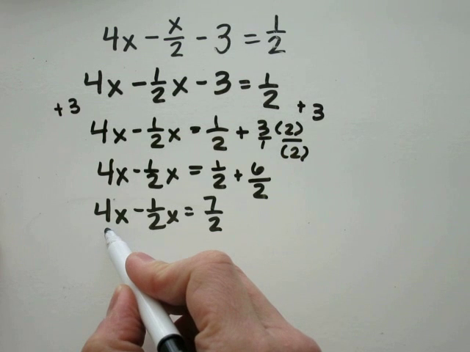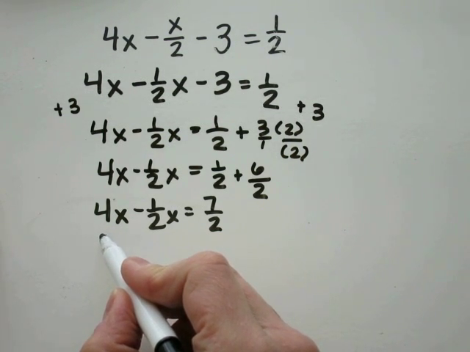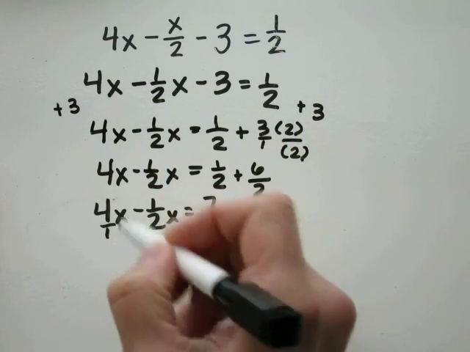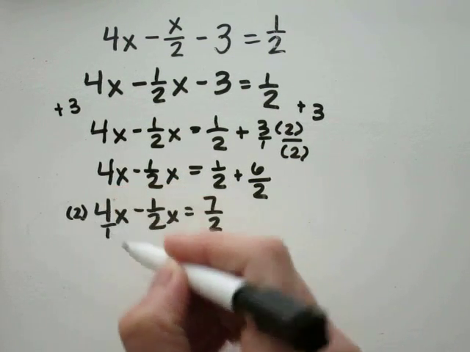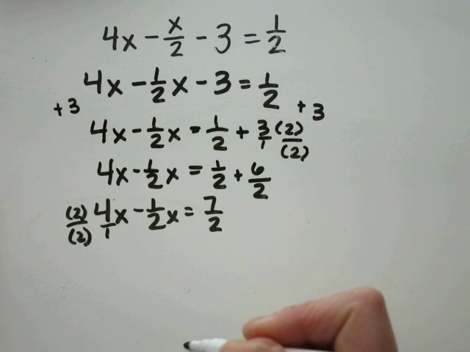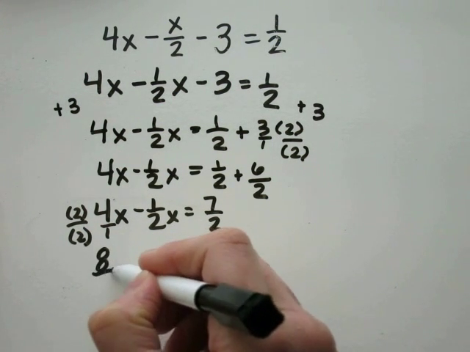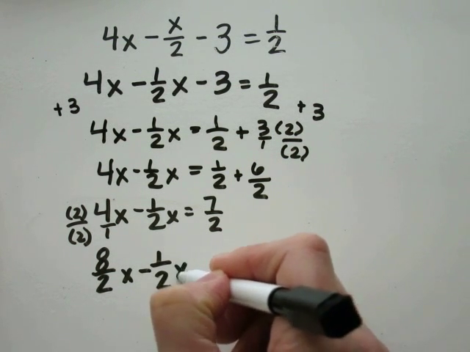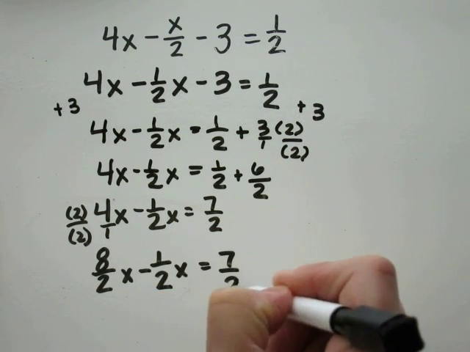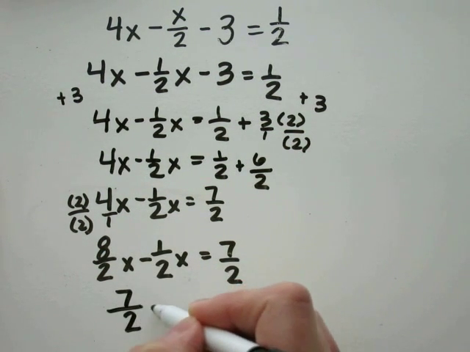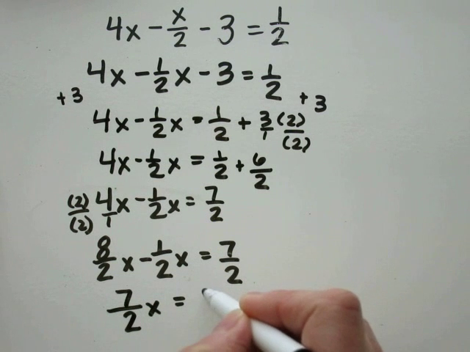I'll want to combine my x values, and to do that I'm going to have a common denominator because I'll be subtracting fractions. So this is the same as saying 4 over 1, and I'll want 2 to be my common denominator. So multiply 2 over 2. That will leave me with 8 over 2x minus 1 over 2x equals 7 over 2. 8 minus 1 is 7. So I'll have 7 over 2x equals 7 over 2.